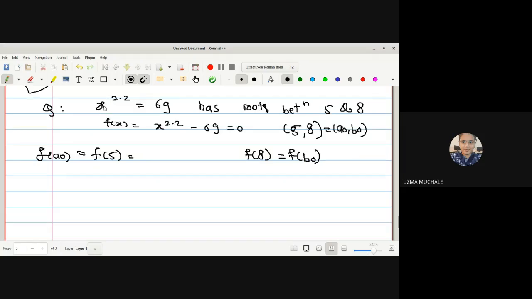What is given to us? This equation has a root between 5 and 8. That means we are provided with the interval, and we have to find the approximate root which lies between these two numbers. What will be the value of f of 5? 5 raised to 2.2 minus 69.